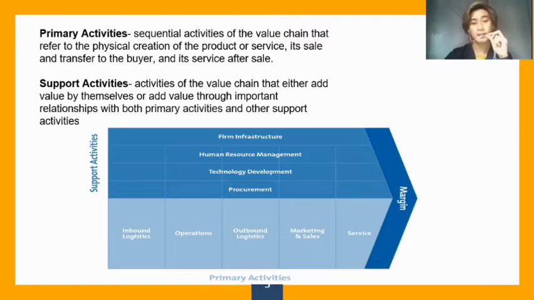Support activities are activities of the value chain that either add value by themselves or add value through important relationships with both primary activities and other support activities. We can see in the illustration the five generic categories of primary activities that are directly involved in the production and selling of the actual product. These are inbound logistics, operations, outbound logistics, marketing and sales, and service.